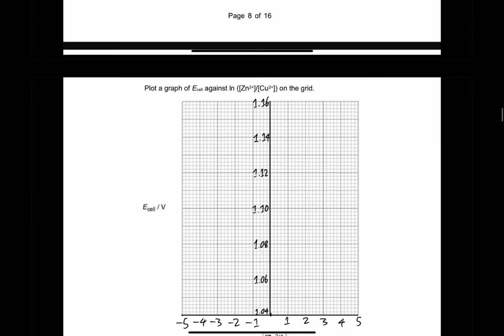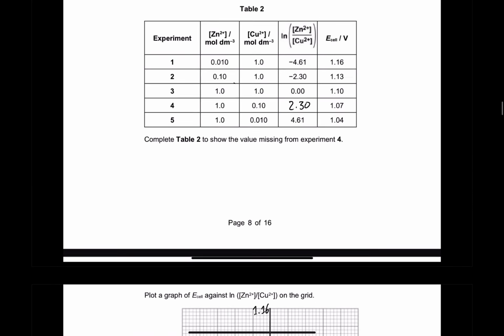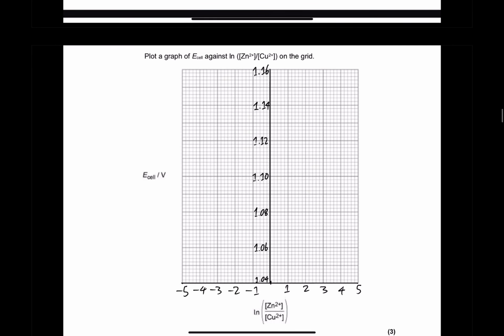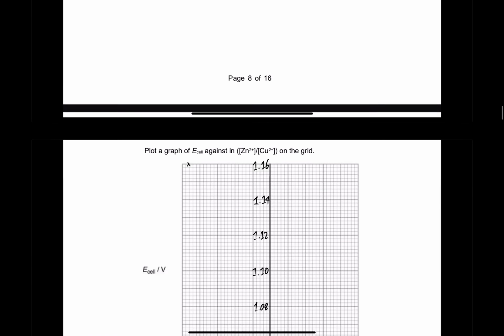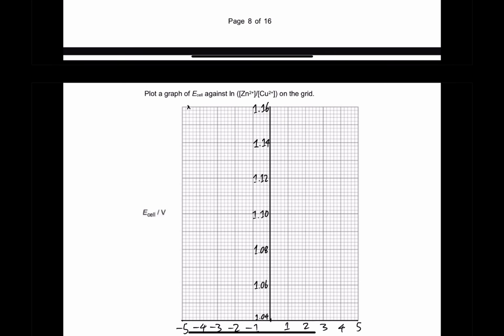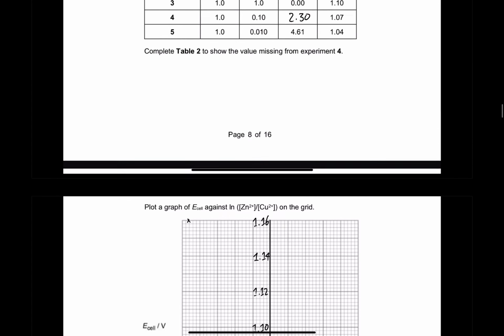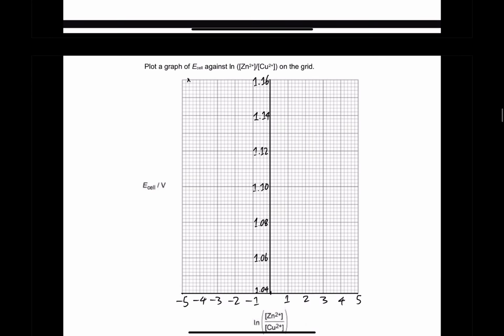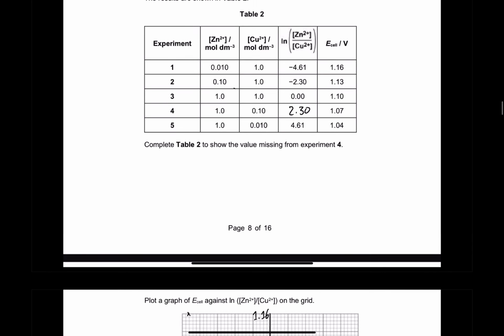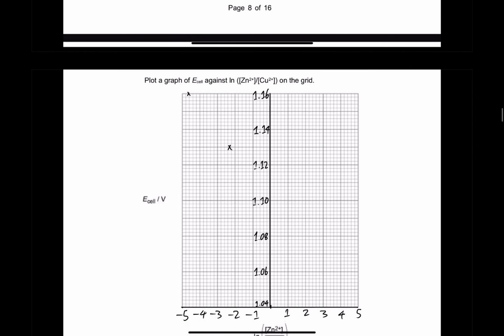minus 4.61 is 1.16. So minus 4.61 to, yep, minus 2.3, that's 1.13. So minus 2.3, what's that, 1.13, 1.13. That 1.1 is 0, so that's fine. That's dead on there.